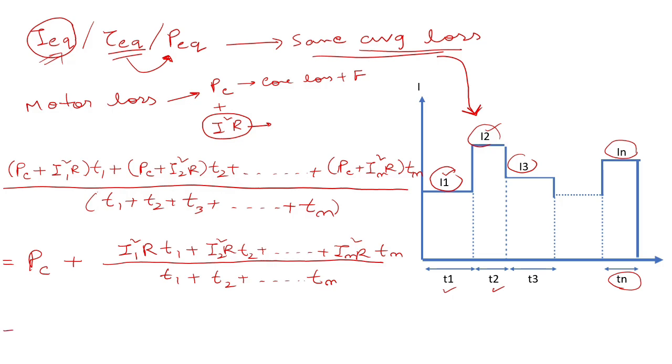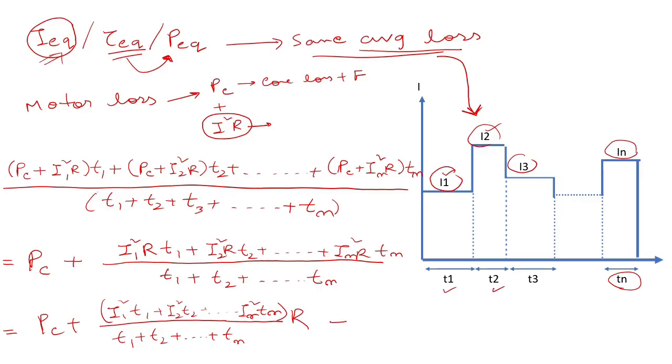Now if we further solve it, up to In square Tn multiplied by R. Let us assume that the value that we get from this is A.